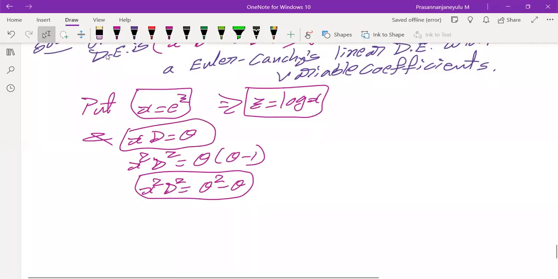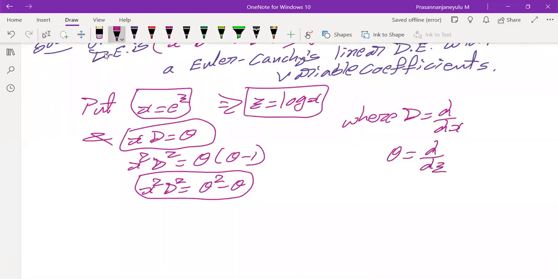Now, where do we have to substitute? What is the D here? D equals d/dx and θ equals d/dz. Now, substitute all these things in equation number 1.